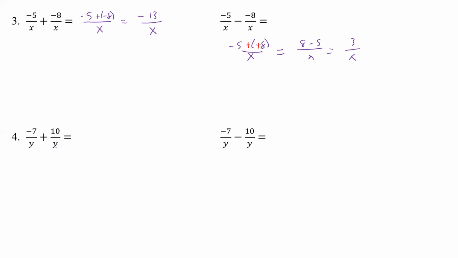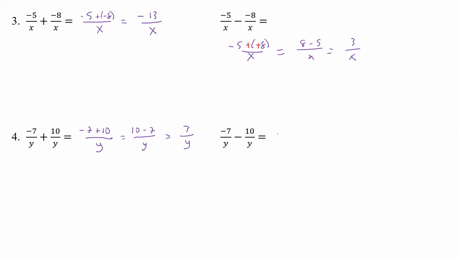Well, here we have a different denominator. Here we had x's, now we have y's. No difference though. So now we just take minus 7 plus a 10. Well, that's really the same thing as 10 minus 7 over y. We want to write it to make it so we know larger minus the smaller. Well, 10 minus 7 is 3, and we have over y. Okay.